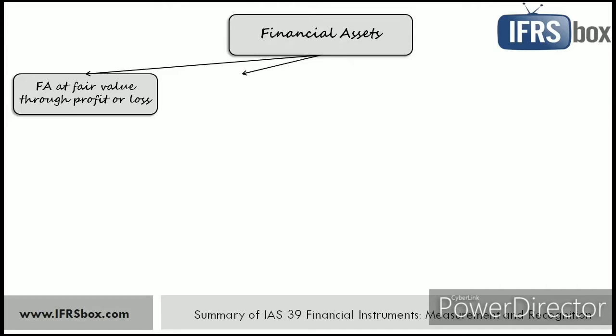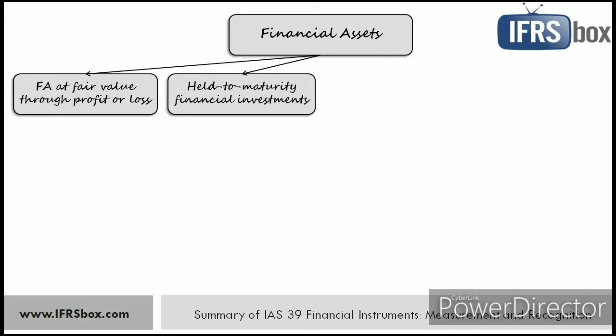The second category is held to maturity financial investments. These are non-derivative financial assets with fixed or determinable payments and fixed maturity that an entity has the positive intention to hold to maturity, but other than those designated at fair value through profit or loss upon initial recognition, or other than those designated as available for sale and those that meet the definition of loans and receivables.